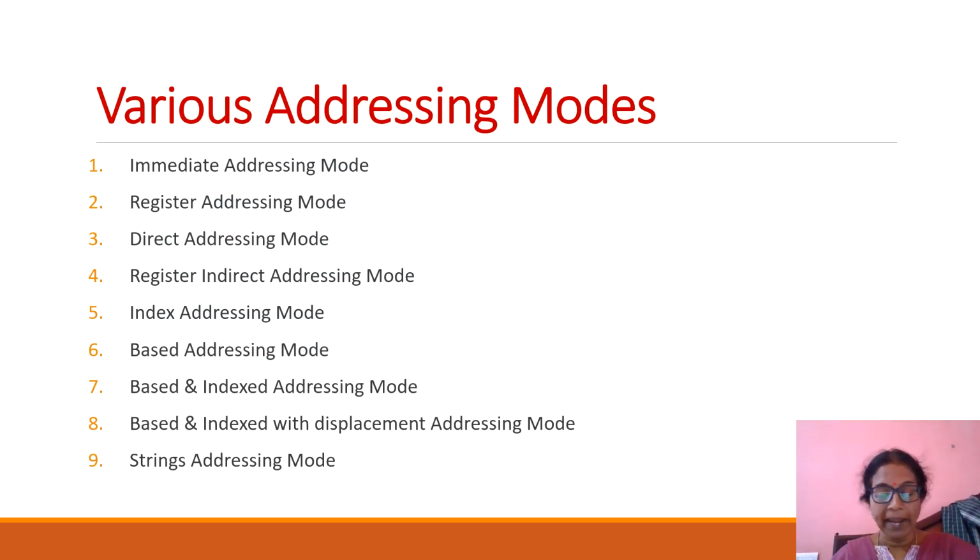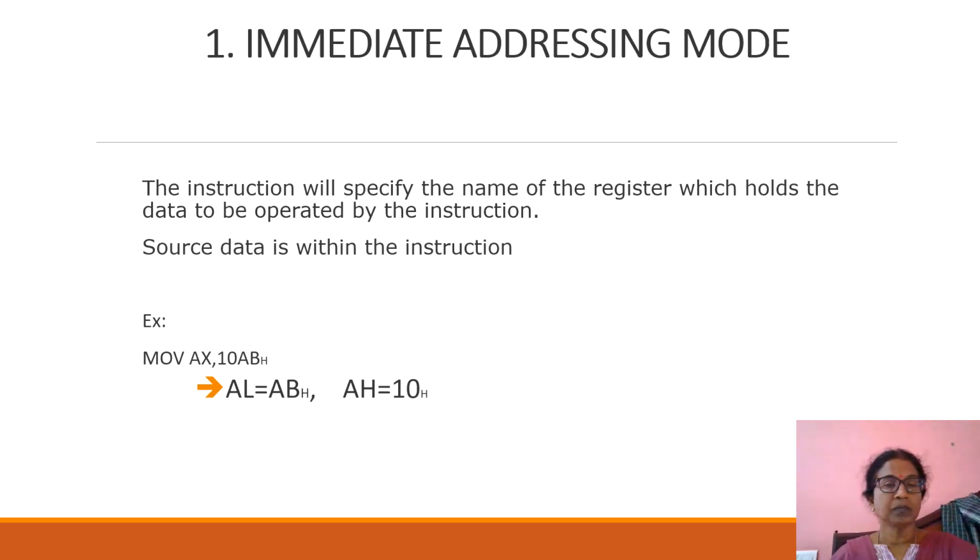There are 9 different addressing modes in 8086: immediate addressing mode, register addressing mode, direct addressing mode, register indirect addressing mode, indexed addressing mode, based addressing mode, based indexed addressing mode, based and indexed with displacement addressing mode, and string addressing mode.